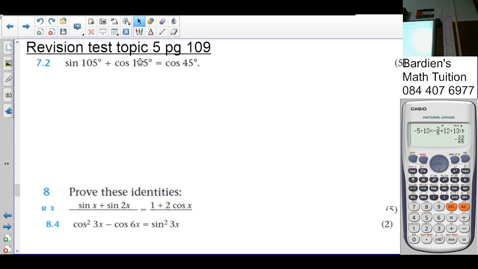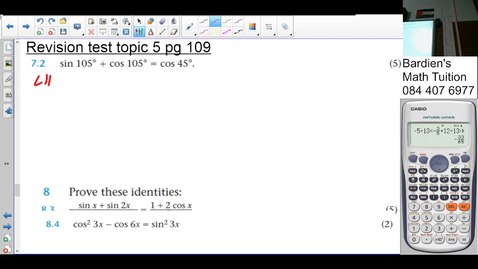Right, next 7.2. In 7.2 again, you must prove that the left hand side equals the right hand side. Cos 45 is 1 over root 2. So if I can prove that sine 105 plus cos 105 is 1 over root 2, the job is also done. Okay.